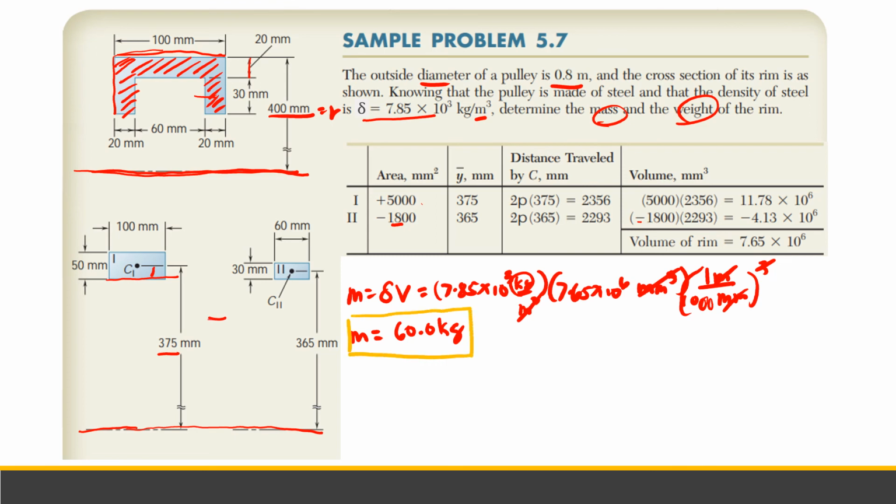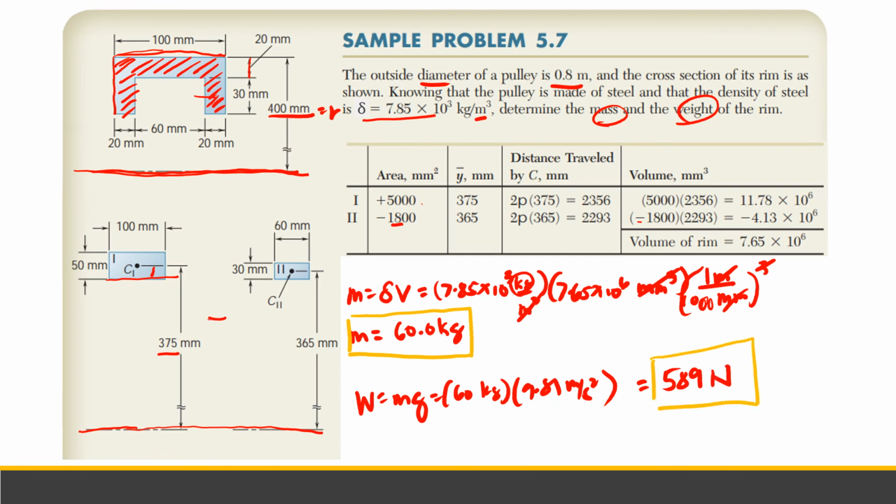Okay, so next is yung weight. Weight is equal to mass times gravitational acceleration. So that is 60 kilograms times 9.81 meters per second squared. Meter per second squared is Newton. So the answer is 589 kilogram meter per second squared, or Newton. So that is the weight of our rim.